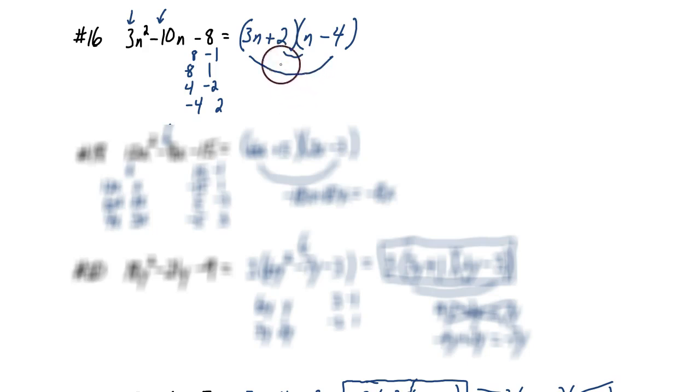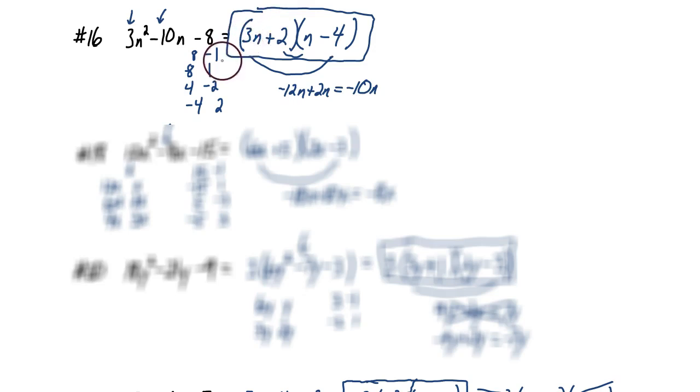Here's what happens when we do that. 3n times negative 4 is negative 12n. 2 times n is positive 2n, and these combine to negative 10n. And that's what my middle term is. So here's the correct factored form.